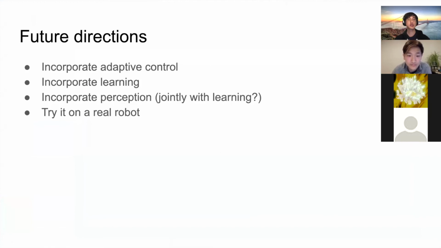Some future directions that we think would be interesting to explore would be, one, incorporating adaptive control. This would allow us to estimate, for instance, the center of mass of the object we're picking up just by feeling its weight as the robot moves around. We could also incorporate learning. This would allow us to adjust to any quirks of the simulator.